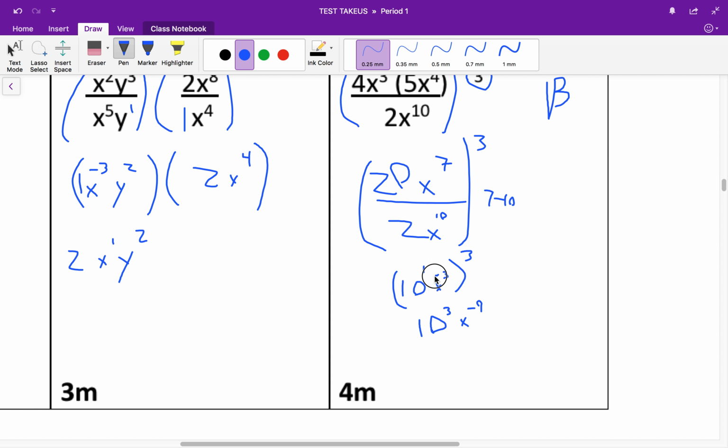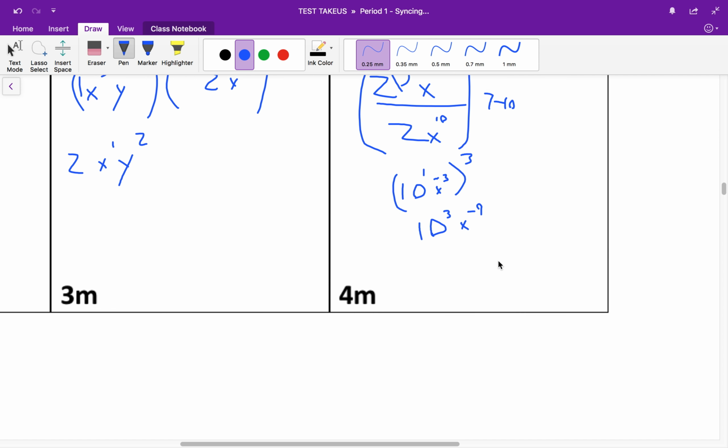That's a negative right here. Then we can simplify it some more. 10 times 10 times 10 is 1,000. And then to make this positive, we're going to take it to the bottom. Away you go.